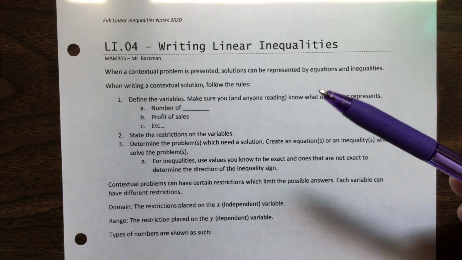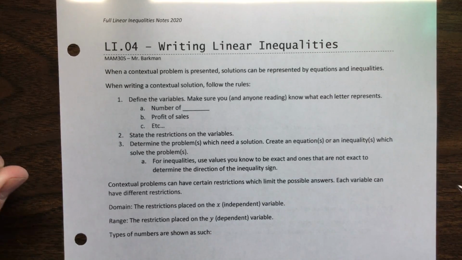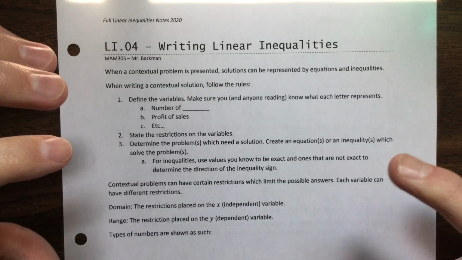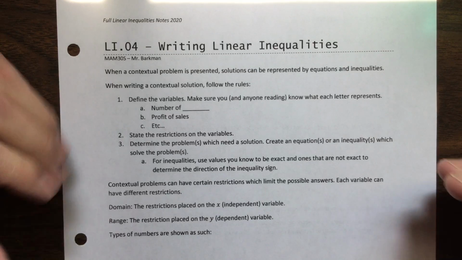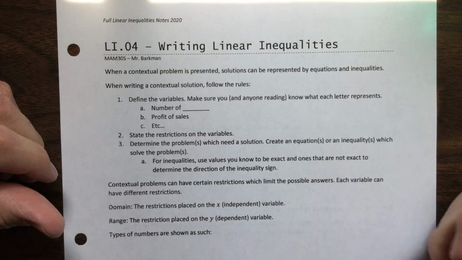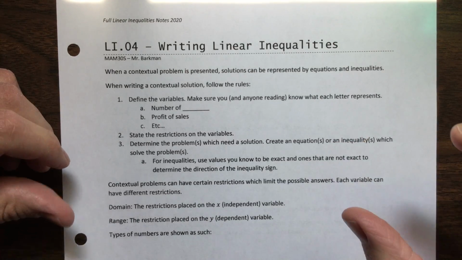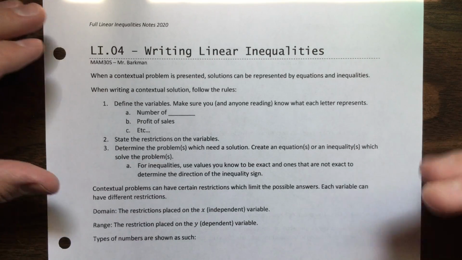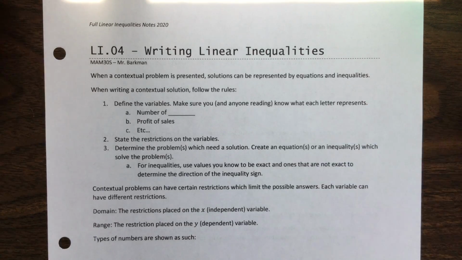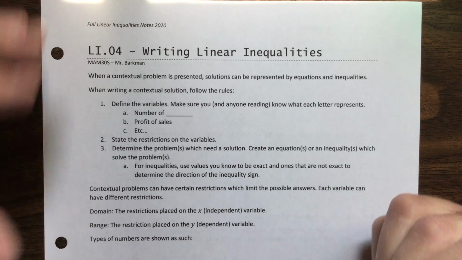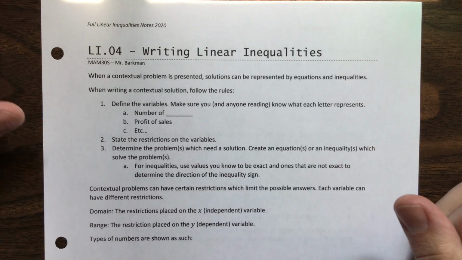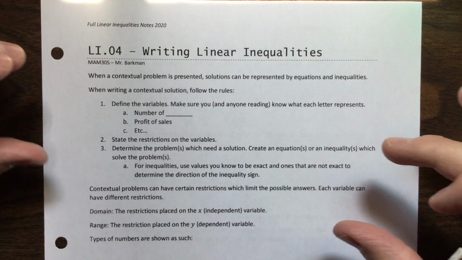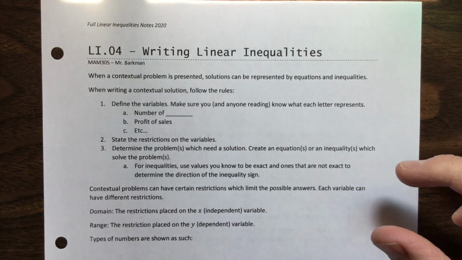This lesson is going to be taking a look at contextual problems. Remember, when we talk about contextual problems, we're talking about ones that have a real life scenario or a real life example. The word context means that there is some sort of context to it. When there's context to a problem, usually there are some restrictions in place. We can think of them as all sorts, and we'll talk about some of those as we go. But today we're going to be taking a look at how we write contextual linear inequalities.